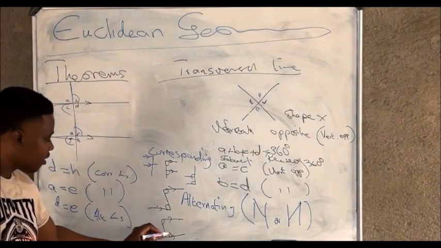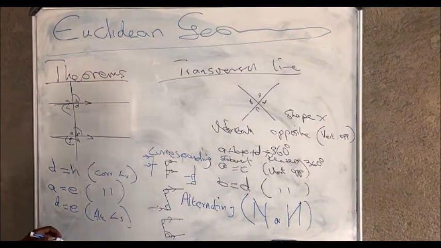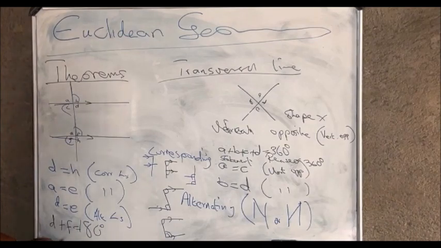D and F. Angle here, angle here. So now angle D plus angle F equals 180. They are not equal. They are equal to 180 when we add the two angles.